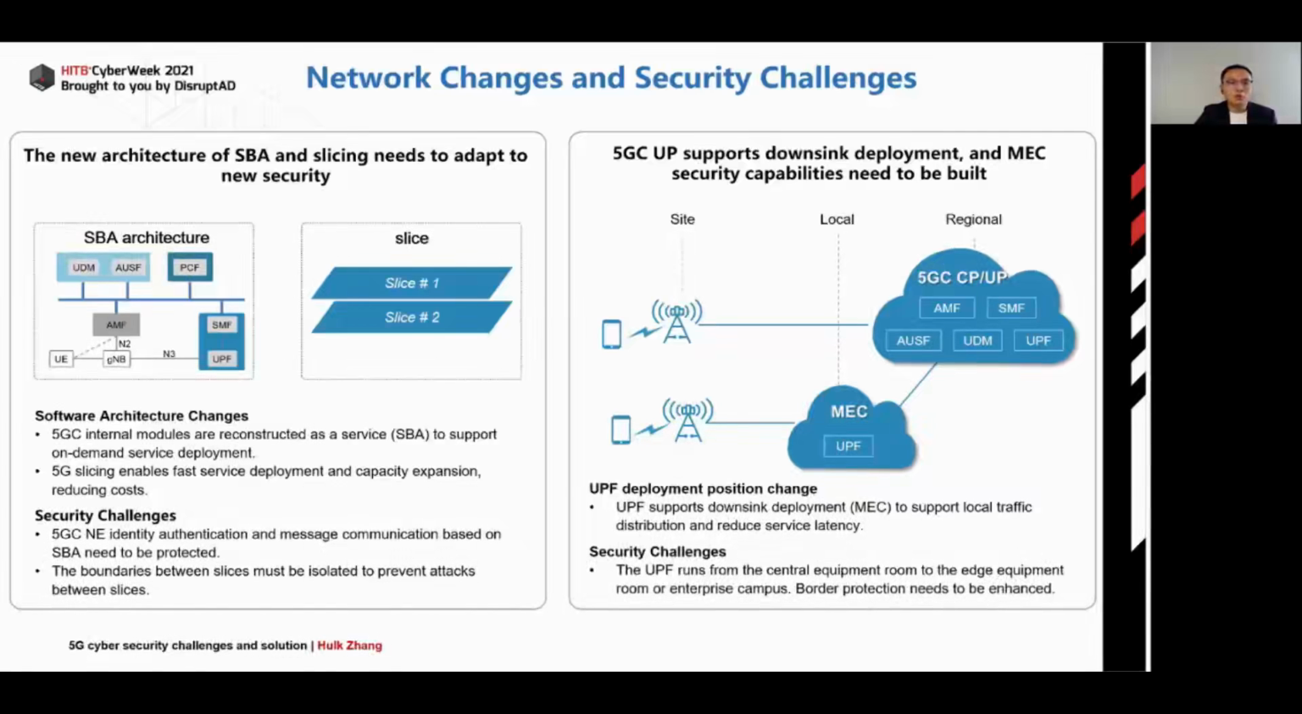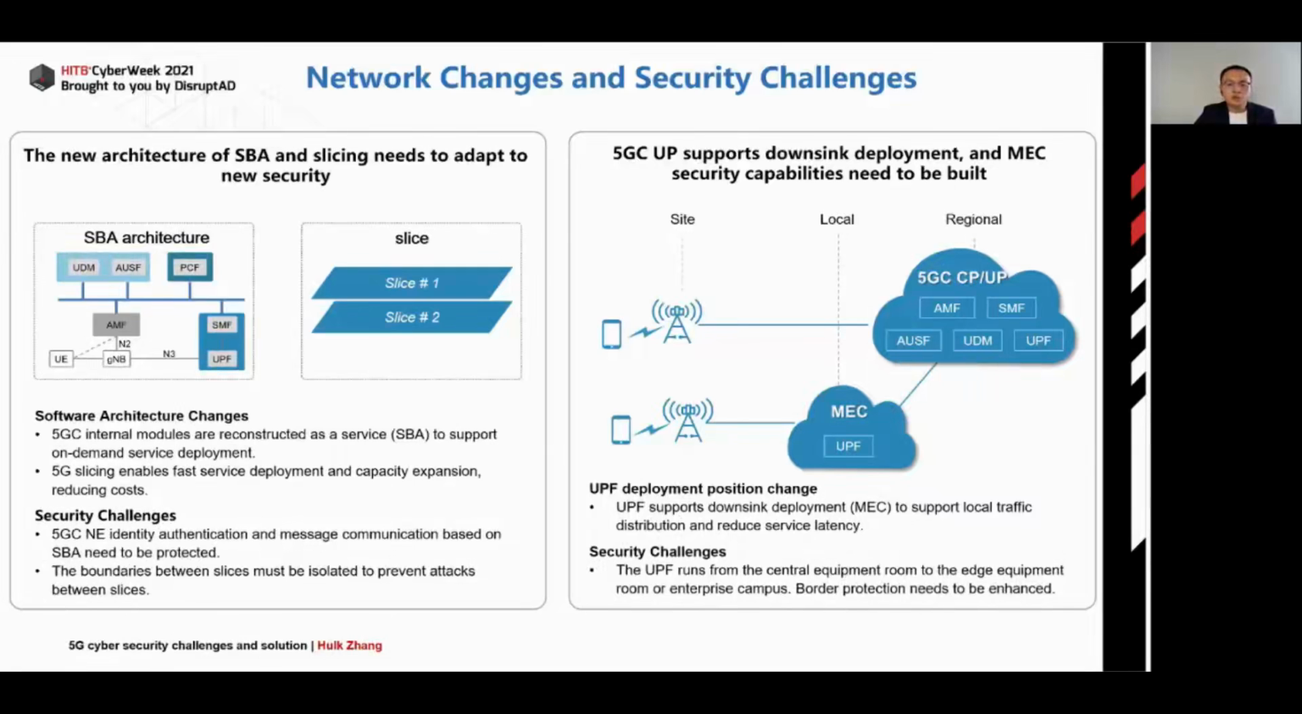In the 5G core network, the network equipment identity authentication and message communication based on SBA must be protected, which means although each network equipment or service function module is isolated, they can't be accessed without any protection or authentication and authorization. Also, for the slice, the boundaries among different slices must be isolated to prevent attacks among them. So that, for example, resource abuse based on the slice will be avoided.